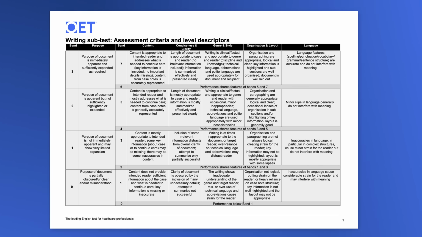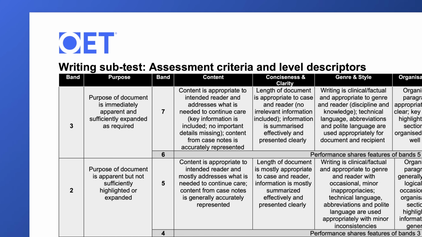Let's take a quick look at the writing task band descriptors. Under content, it says for band 7, you need to include key information and that no important information is missing. Also, you need to ensure no irrelevant information is included. A letter which includes information that the reader does not need to know and which misses information the reader does need to know is not going to score highly. So let's take a look at what the letter should have said.